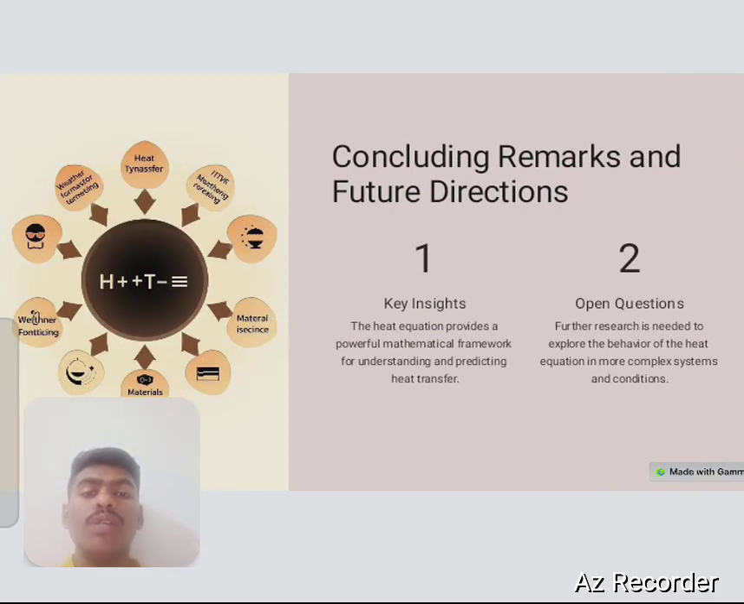Next, we move on to the concluding remarks and future directions. First, the key insights. The heat equation provides a powerful mathematical framework for understanding and predicting heat transfer. Second, open questions. Further research is needed to explore the behavior of the heat equation in more complex systems and conditions.